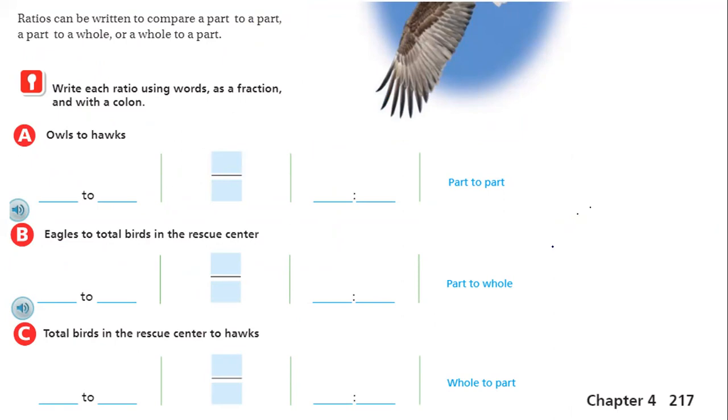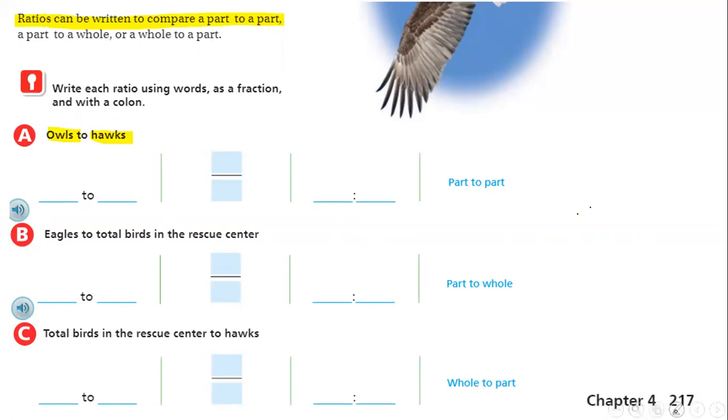If you want to understand this sentence that I will highlight, you need to be patient. Ratios can be written to compare a part to a part. How? Here he says in question A, owls to hawks. Do you remember the number of owls? Who can remind me about the number of owls? Muhammad Sami again? Mister, there were 4. It was 4.